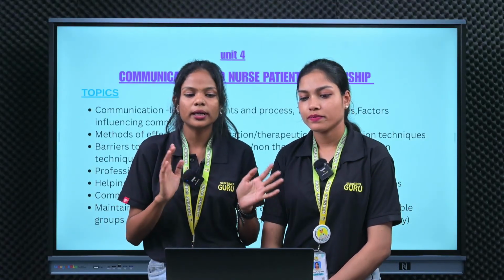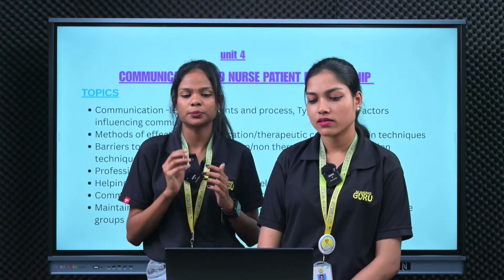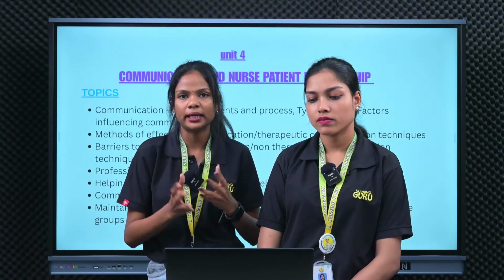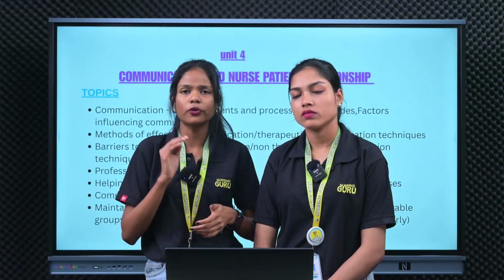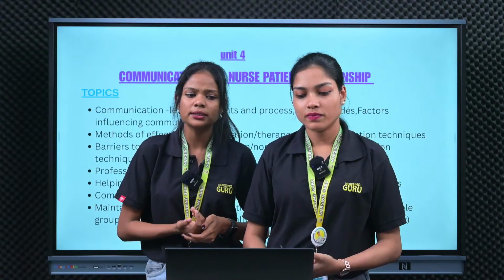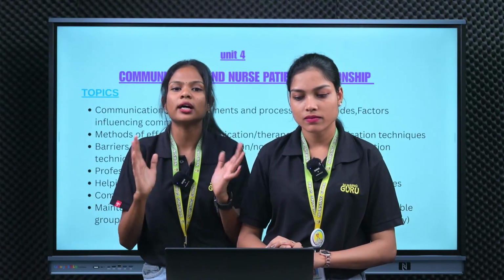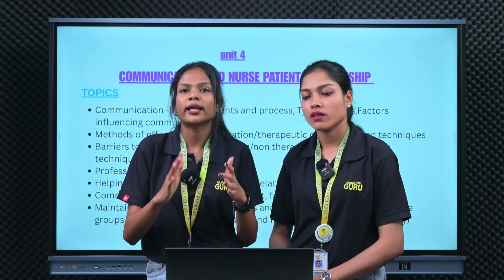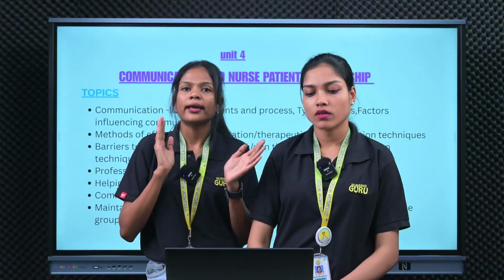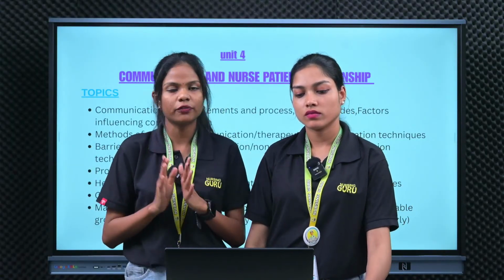The third one is group. Group means communication in small groups. We are communicating in small groups. Team meetings and support groups are examples of groups. And the fourth one is public. Public means speaking to a large audience. We are speaking or communicating with a large audience. Examples are presentations, health talks or seminars. These are the examples of public communication. These are the 4 levels of communication.